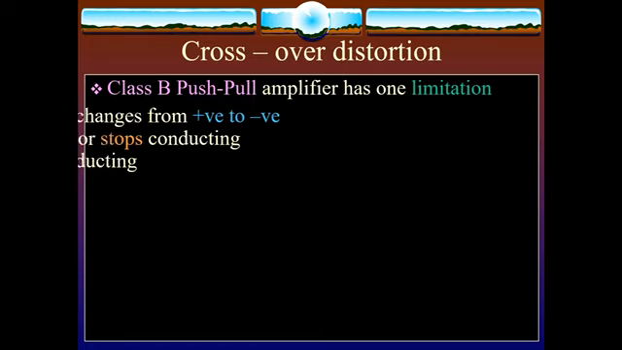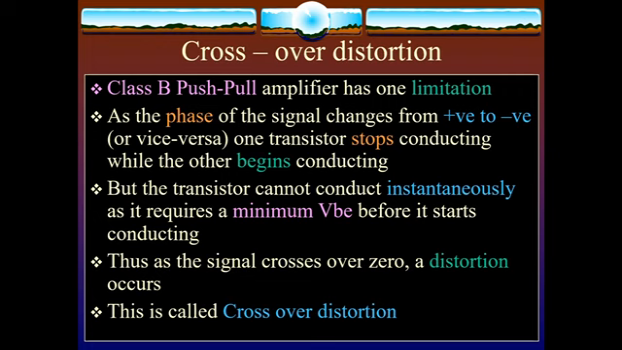We'll see the design. The class B push-pull amplifier has one limitation. As the phase of the signal changes from positive to negative or negative to positive, one transistor stops conducting while the other starts conducting. But the transistor cannot conduct instantaneously, as it requires a minimum VBE before it starts conducting. So there is a gap between one transistor stopping and the other starting. It requires a minimum VBE to move the other transistor into the conduction period.